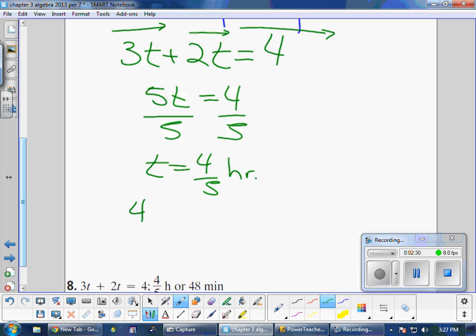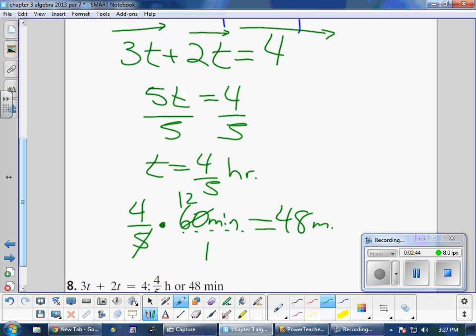Well, 4/5 of an hour is 4/5 times 1 hour, which is 60 minutes. Put that over 1, and we can cancel the 5 into 60 by 12. 4 times 12 is 48 minutes. Okay, and you should be doing the Finney 5 on this, and check your work, box your answer, write it out as a sentence. It'll take 48 minutes for them to meet.